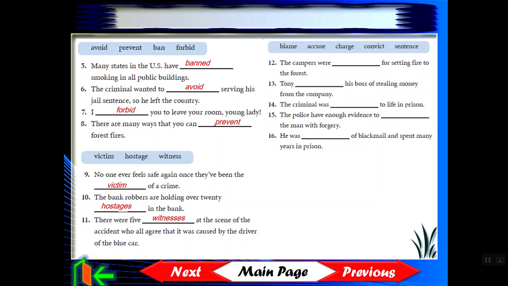Blame يلوم, accuse يتهم, charge يجرم, convict يدين, sentence يحكم. Number 12, the campers were blamed for setting fire to the forest. So you need to blame, the campers were blamed. وجه لهم اللوم, for setting fire, إشعال النار, to the forest.